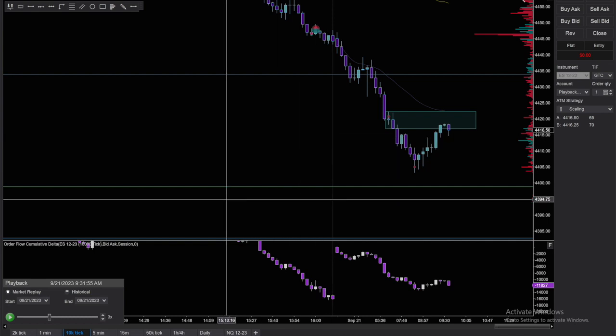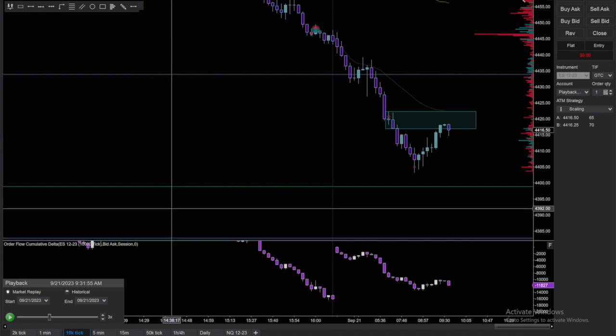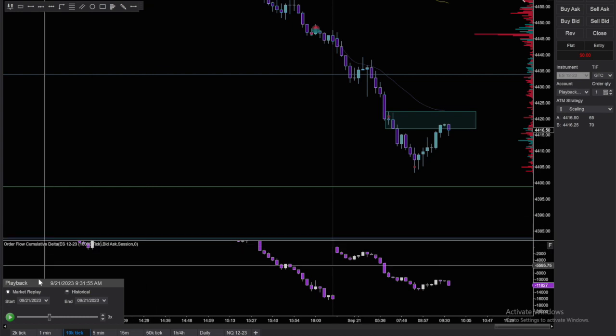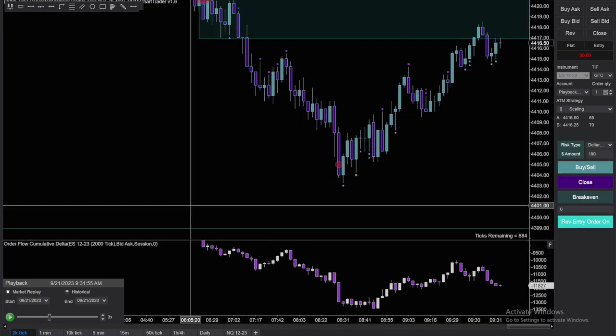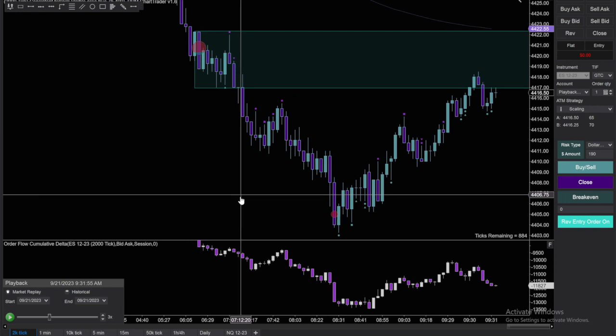Sorry about that, guys. So the next criteria that we want is going to be going down to our low time frame. This is our entry time frame. So for me, this is the 2,000 tick chart.